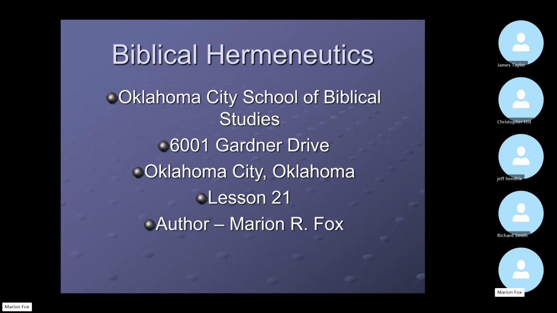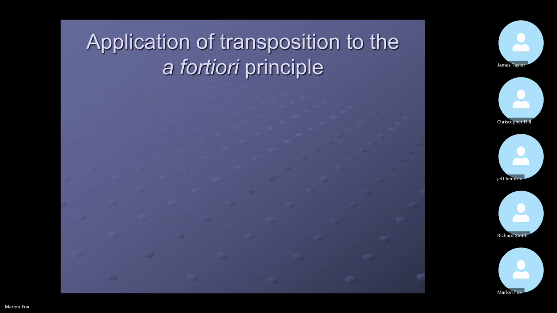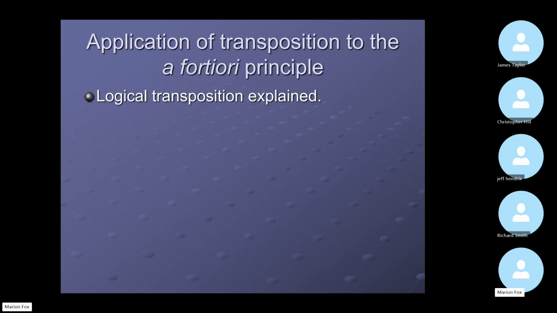This is our 21st lesson on biblical hermeneutics, and we're continuing on the a fortiori principle, making several more applications of the principle. And we're going to apply transposition to it. Now, transposition is when we reverse the antecedent and the consequent in a conditional statement and negate both of them. Remember, a double negation becomes an affirmative, just like it does in mathematics.